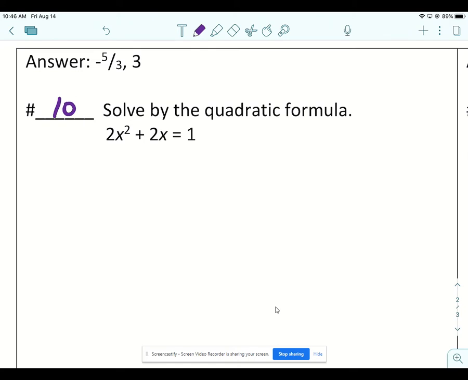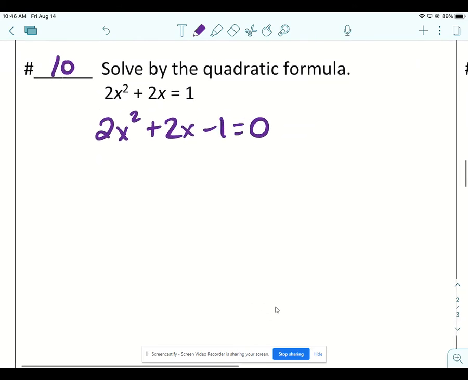Right, so you're almost done. So it should be the last one you're doing if you're following the circuit. And this one we're solving by the quadratic formula. So for the quadratic formula, you want to get everything on one side so it's in standard form, so we can figure out what A, B, and C are.